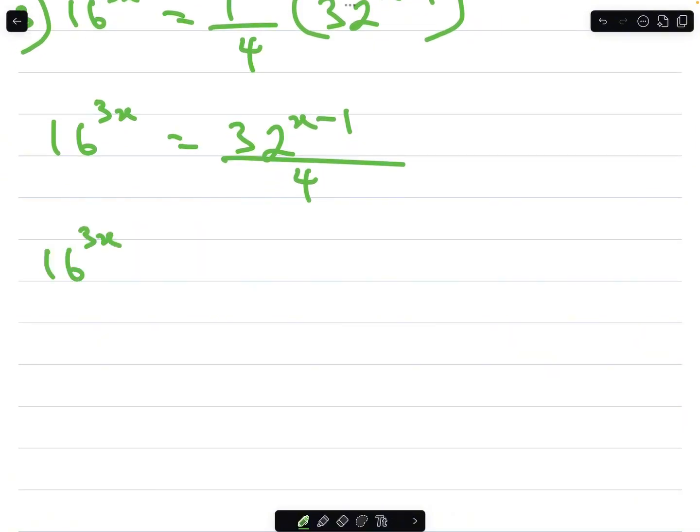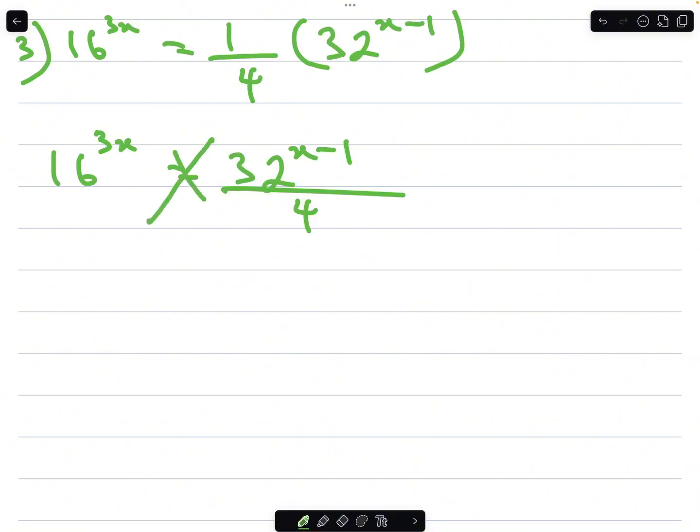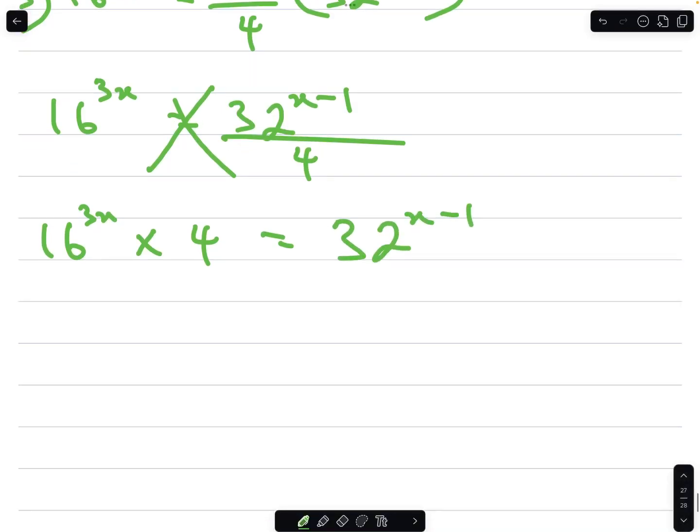And that means what? I'm rewriting the same thing. Now, what can I do now? I can now do cross multiplication. That means 16 raised to the power 3x times 4 equals what? 32 raised to the power x minus 1. Good.